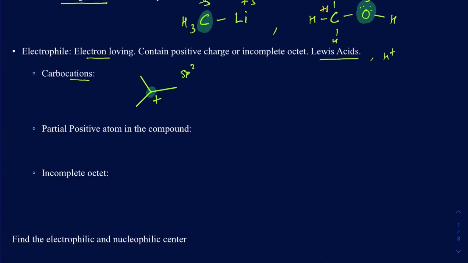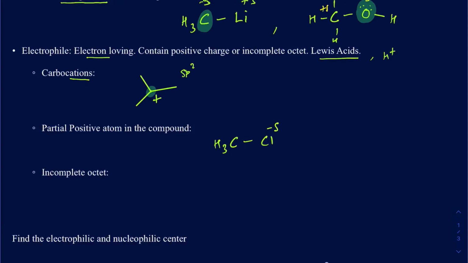What about a partial positive charge in a given compound? That goes back to the other example that we were doing earlier. Suppose I have something like this, CH3Cl. Now, what do I know about this bond between the carbon and chlorine? Chlorine is going to be more electronegative than the carbon. As a result, chlorine is going to get a partial negative charge and carbon is going to get a partial positive charge. So who is going to be your electrophilic center there?